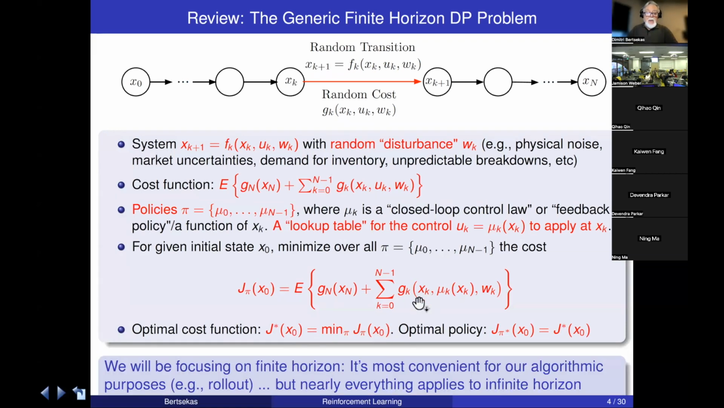And we are going to be focusing on finite horizon for the most part for the remainder of the course. For one thing, it's most convenient for algorithmic purposes. In particular, rollout, which we're going to be focusing on in greater detail, sort of assumes a finite horizon. And if it's infinite, then we have to truncate it. However, in terms of implementation, in terms of conceptualization, nearly everything applies to infinite horizon as well.